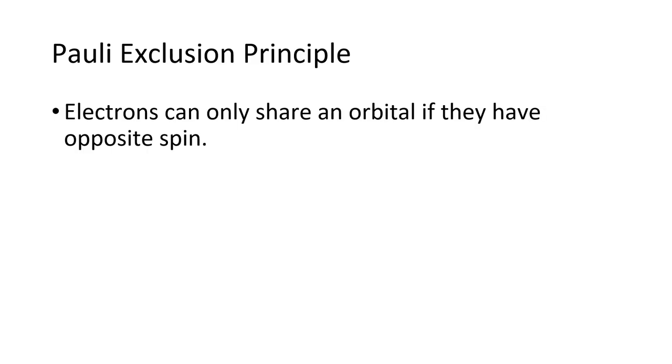So the next one's a freebie, just write it down. Pauli exclusion principle. Electrons can only share an orbital if they have an opposite spin. So in one orbital like this, so one suborbital, if there's two electrons here, they have to be in opposite directions. So that's just one of the principles for energy level diagrams. We're drawing these out for electrons.